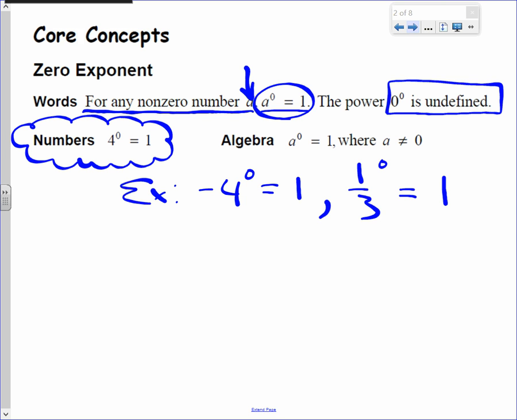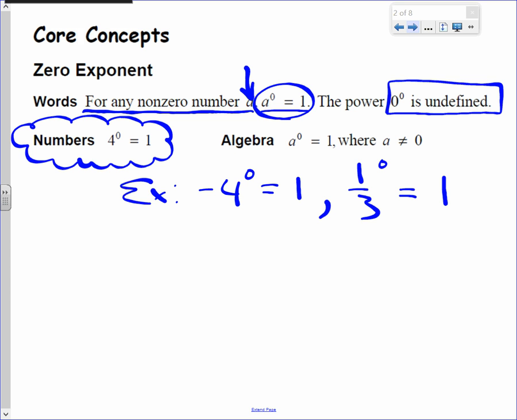Okay, so that's the first rule of exponents. You come across an exponent that's 0, it's going to be 1 unless the base is 0. So far, so good. Pretty straightforward, I trust.